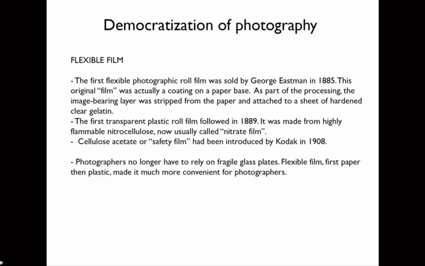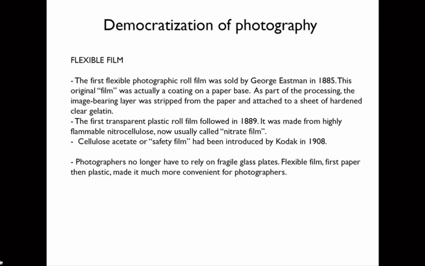The other invention was flexible film. The first flexible photographic roll film was sold again by George Eastman in 1885. This original film was actually a coating on a paper base. As part of the processing, the image-bearing layer was stripped from the paper and attached to a sheet of hardened clear gelatin. The first transparent plastic film followed in 1889. However, it was made from a highly flammable nitrocellulose, now usually called nitrate film. Cellulose acetate or safety film was introduced by Kodak in 1908.